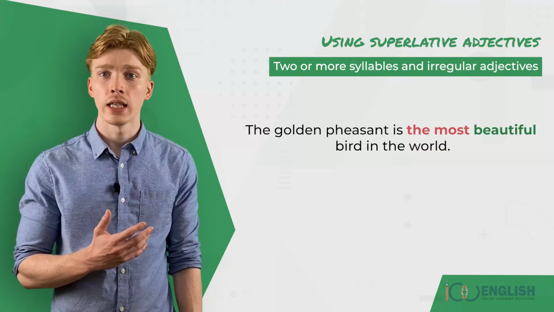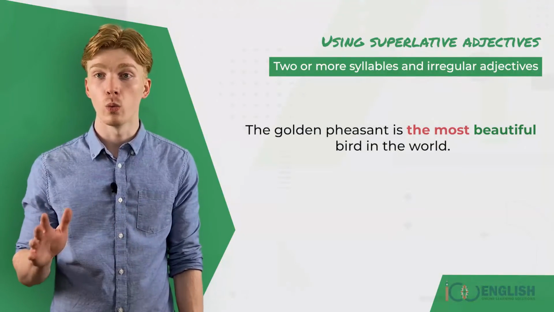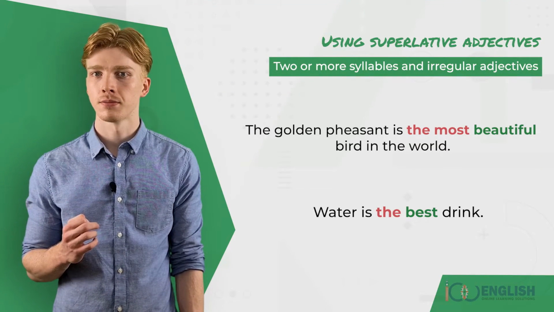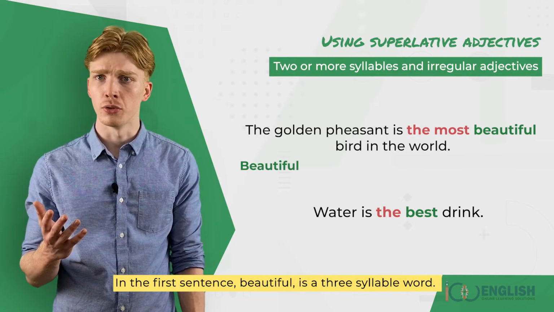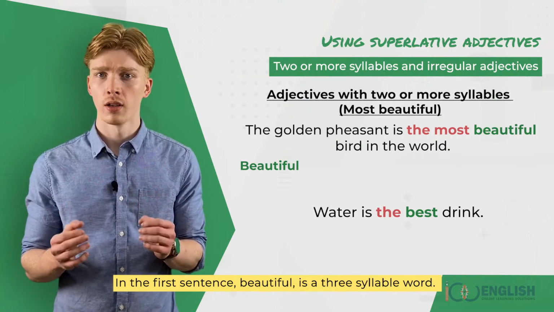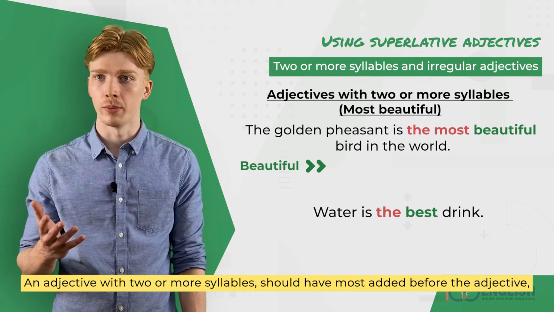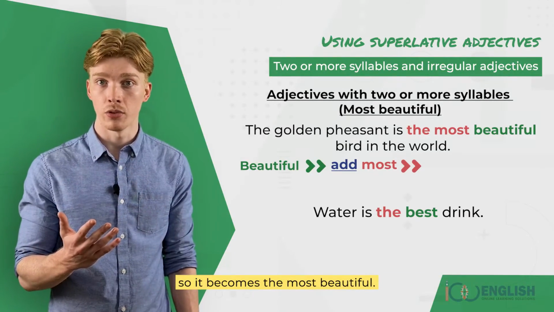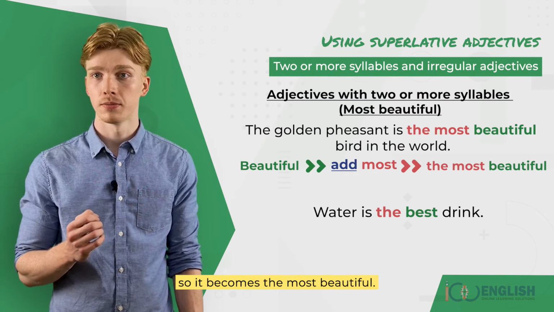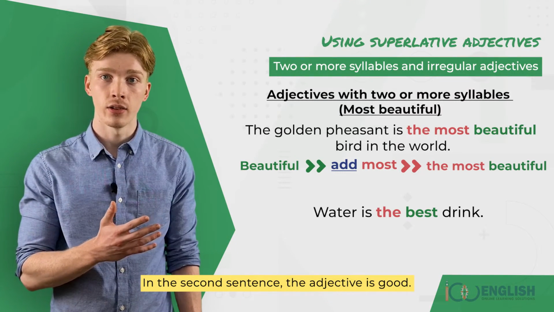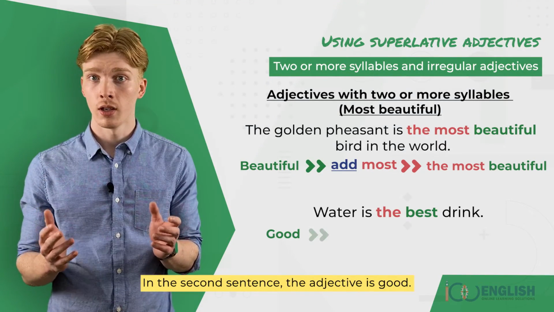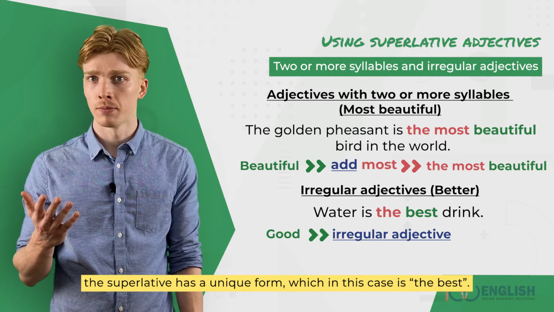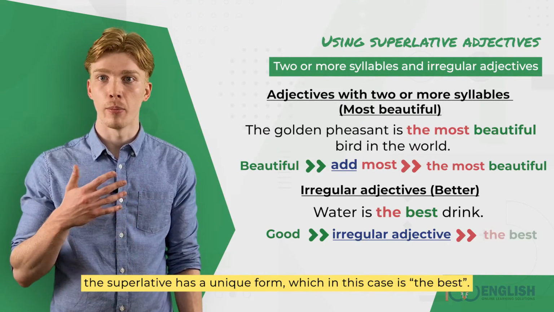The golden pheasant is the most beautiful bird in the world. Water is the best drink. In the first sentence, beautiful is a three-syllable word. An adjective with two or more syllables should have most added before the adjective. So it becomes the most beautiful. In the second sentence, the adjective is good. When there is an irregular adjective, the superlative has a unique form, which in this case is the best.